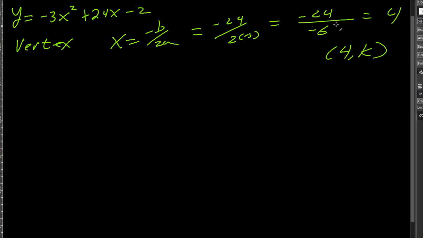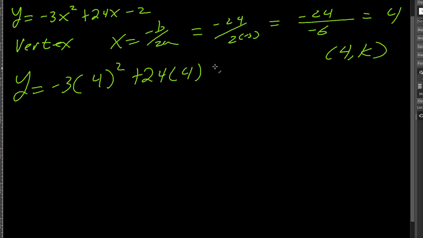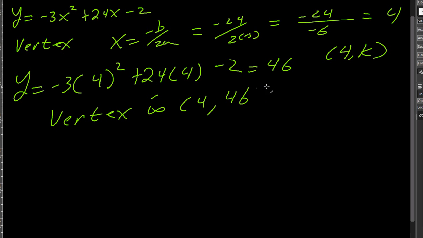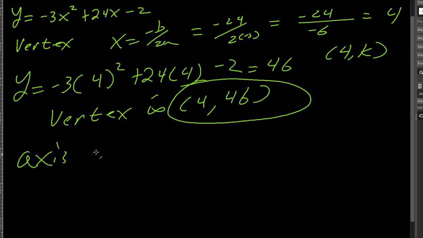What is k equal to? Well, you can simply find that by plugging this in. So y equals negative 3 times 4 squared plus 24 times 4 minus 2. And I found this was equal to 46. Okay, so my vertex is 4, 46. Now what about an axis of symmetry?